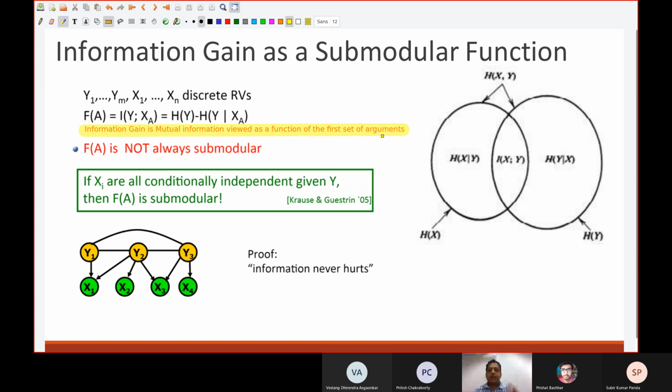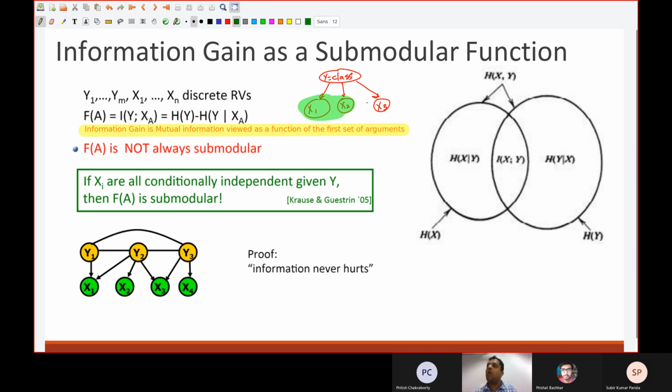Now, you have X comma Y. If I remove H of Y conditioned on X from H of Y, then basically the part that is mutually informative is there, but viewed as a function of A. So for example, if I'm adding features, let's say Y is a class label in a classifier, and X is features. X1 is one feature, X2 is another feature, X3 another feature. In fact, I can have a subset of features also. So let's say this is XA, a subset of features.